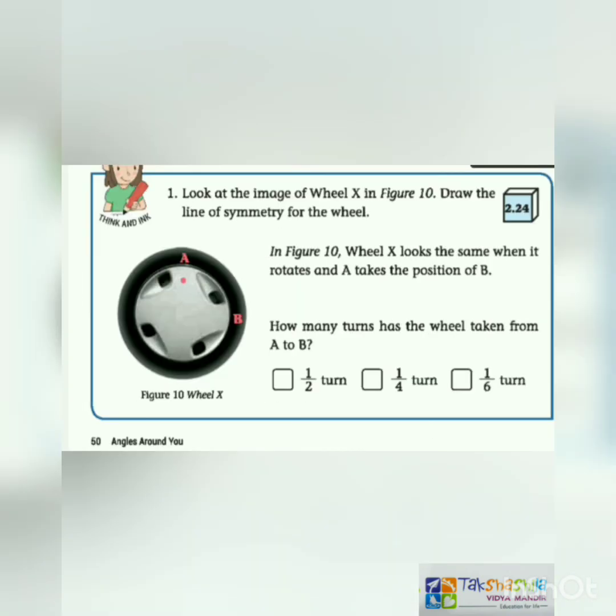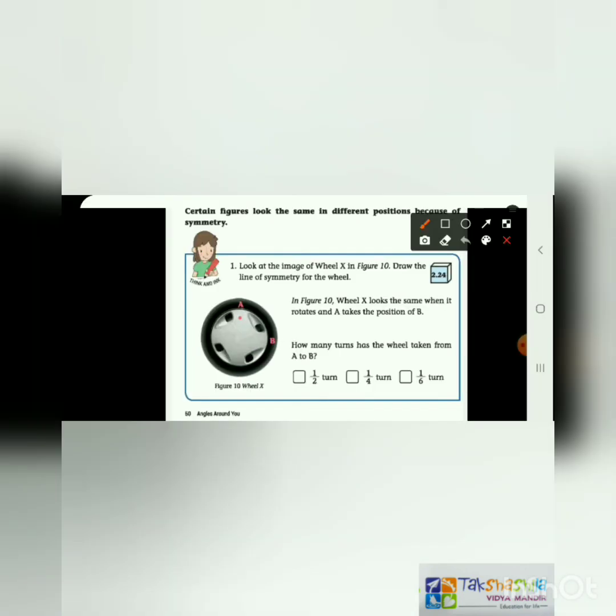Page number 50, 2.24, think and link. Look at the image of wheel X. Draw the lines of symmetry for the wheel. Here, if you are dividing into equal halves, you will get two lines of symmetry. Right. So how many turns has the wheel taken from A to B? If you are turning A to B, how many turns has the wheel taken? Yes, it is 1/4 turn.